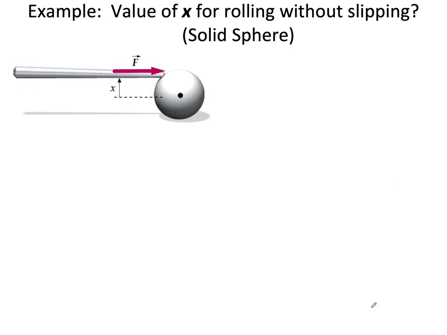Besides using the idea of omega r is equal to v for non-slipping or non-sliding objects, you can also use the equivalent of that one, which is alpha r is equal to a translational. And let me show you this real quick.